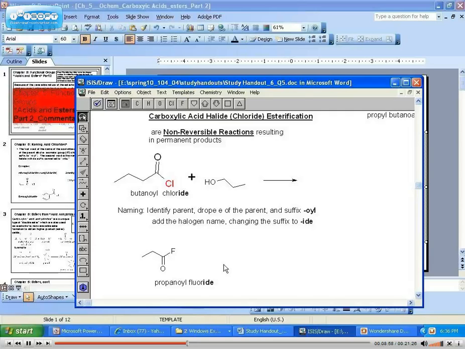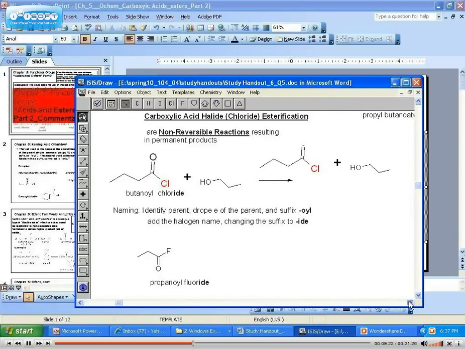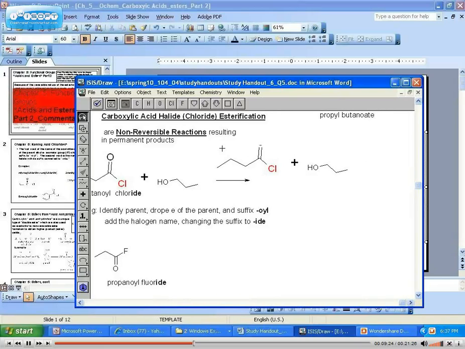Alright, so those are practice names, so you can go through those, but the purpose of having an acid chloride is when I mix it with an alcohol, it creates a non-reversible product. So we call these non-reversible reactions. So let me go ahead and create another one, and I'll scroll over to the side here.